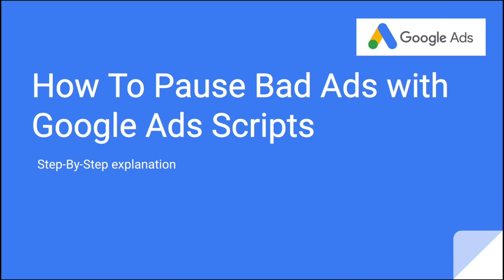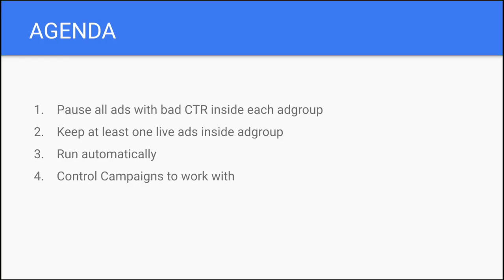Today we're going to pause bad ads within Google Ads scripts. It's a very, very easy task. Let's see what our agenda is. We have several very important things. First, we want to pause all ads with a bad click-through rate inside each ad group. So I go to each ad group, see what ads I have there, sort them by click-through rate, and pause everything that is bad. Then I want to keep at least one, or any other amount, of ads inside the ad group. I want to define this.